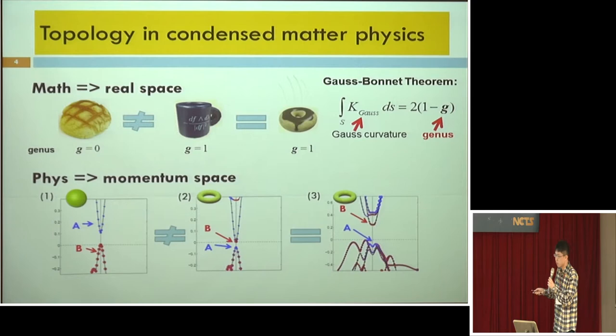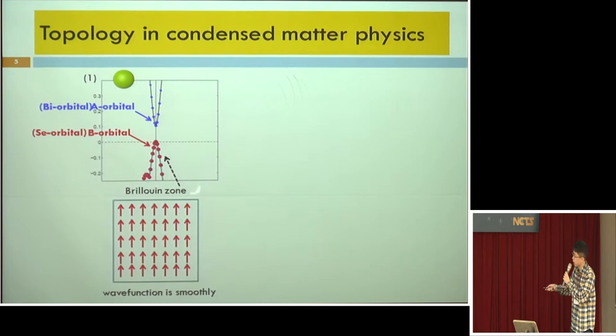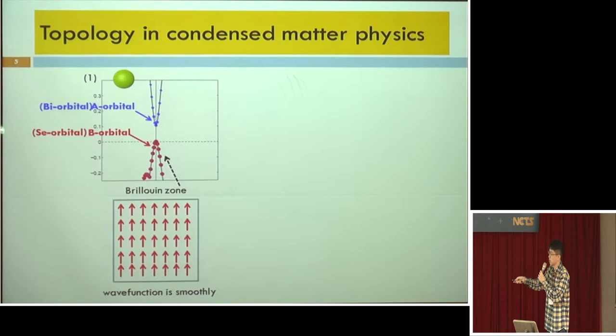Band 2 and band structure 3 look completely different. However, their topology is identical. It seems counterintuitive. Let's focus on band 1 first. We can see the valence band is mainly contributed from the B orbital, and the conduction band is from the A orbital. For example, the A orbital is bismuth and the B orbital is selenium.